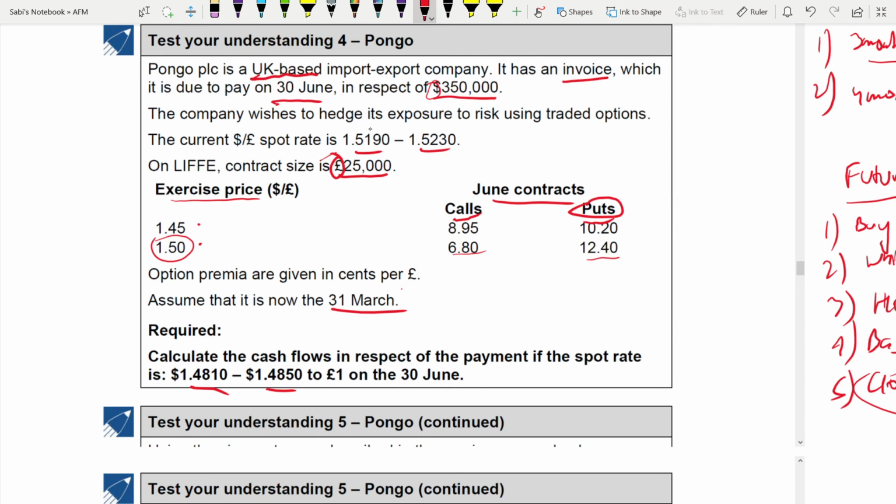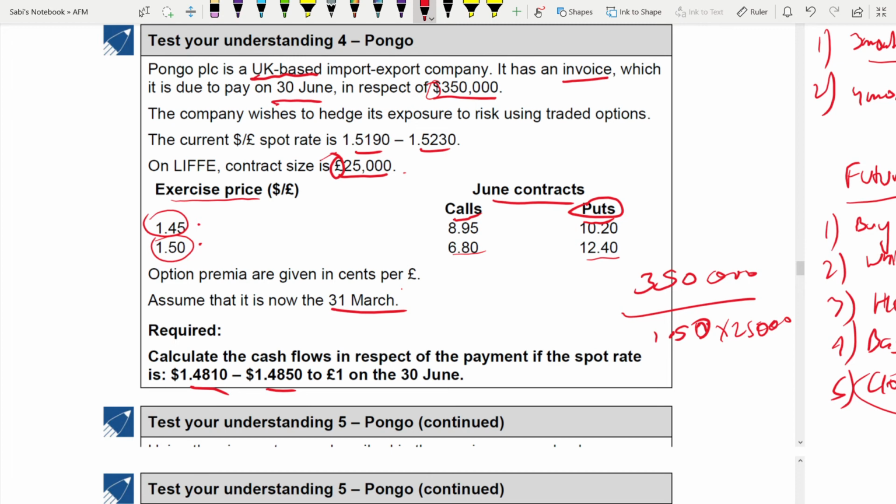Even for this 1.45 you have to do the same. Or what you can do is multiply this with the contract size. It's the same thing. Whether you divide that answer again by 25,000 or multiply it there, it's the same thing.